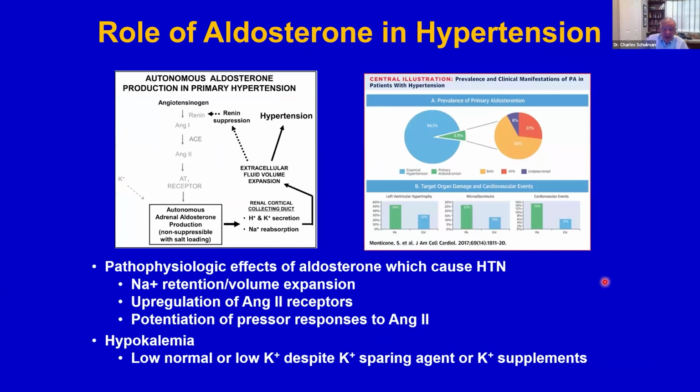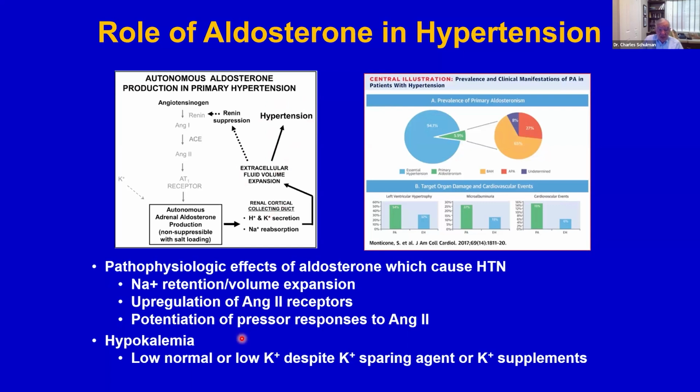Now, aldosterone has a role in hypertension in that it causes sodium retention and volume expansion, an upregulation of angiotensin II receptors, and a potentiation of the pressor response to angiotensin II, leading to, as I said, volume expansion and hypertension.